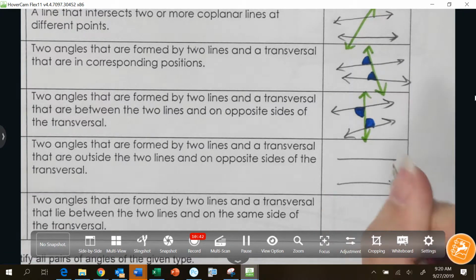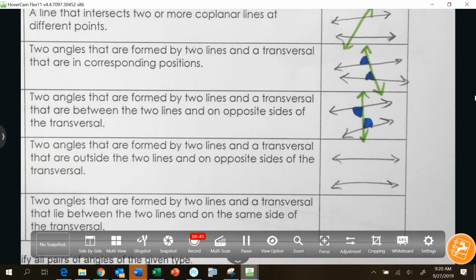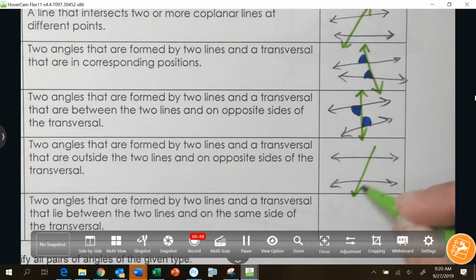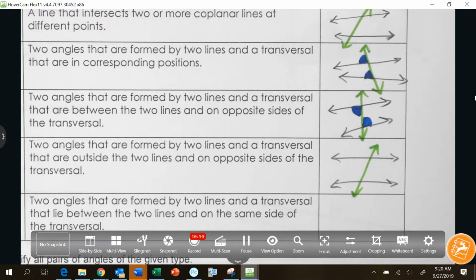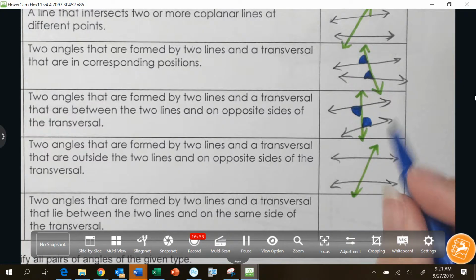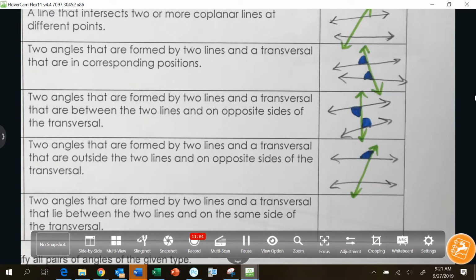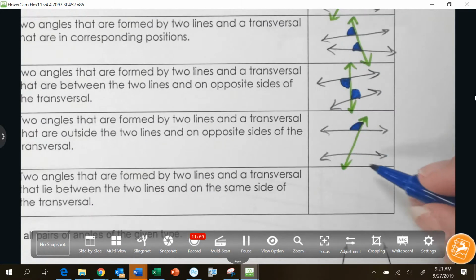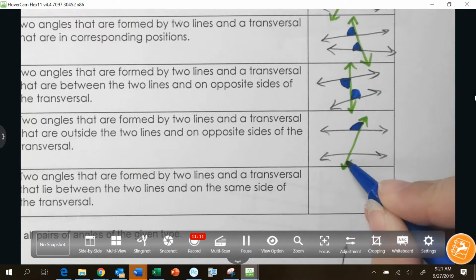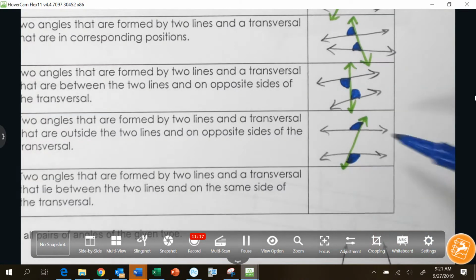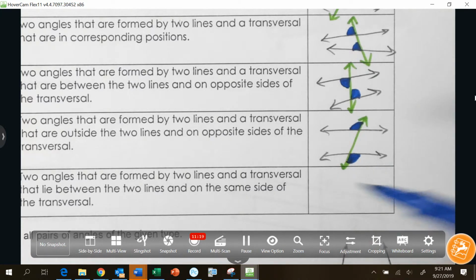So next is alternate exterior. So I've got two lines and a transversal. I'm going to choose an exterior angle. Exterior means on the outside of the two lines. Alternate exterior, the other one is also going to be on the outside. It's going to be on the other line, but it's going to be on the other side of the transversal. Alternate exterior. On different sides of the transversal, outside of the two lines.